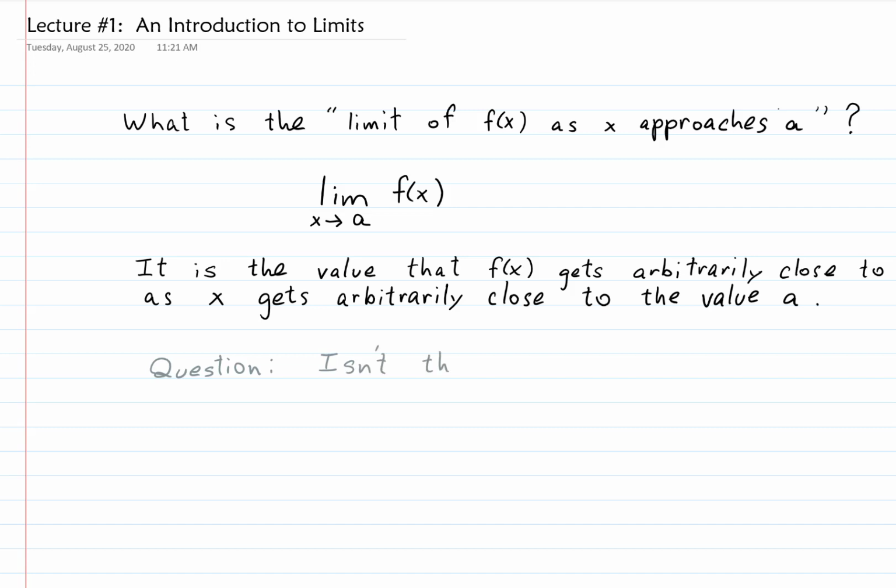Isn't this just f of a? Okay, and the answer is no, it is not. Not necessarily. I mean, sometimes it might be, but it certainly doesn't mean f of a.